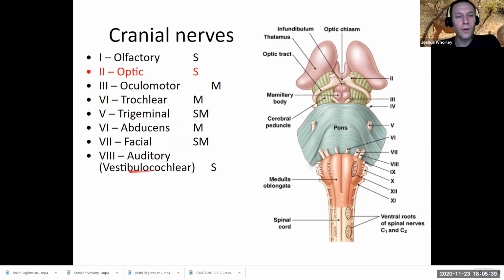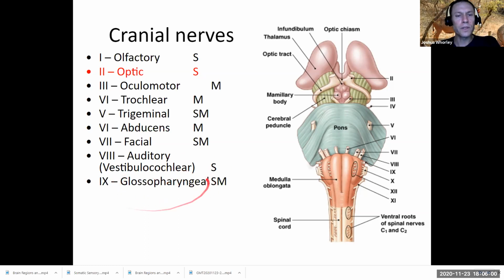The auditory or vestibulocochlear nerve, a pure sensory nerve. This is one that we'll see is responsible for a few different things. Certainly our perception of hearing, but also our sense of balance, where we are in space, whether we're face up or face down, how fast we're moving, and in what direction we're moving. So a bunch of stuff that the vestibulocochlear does.